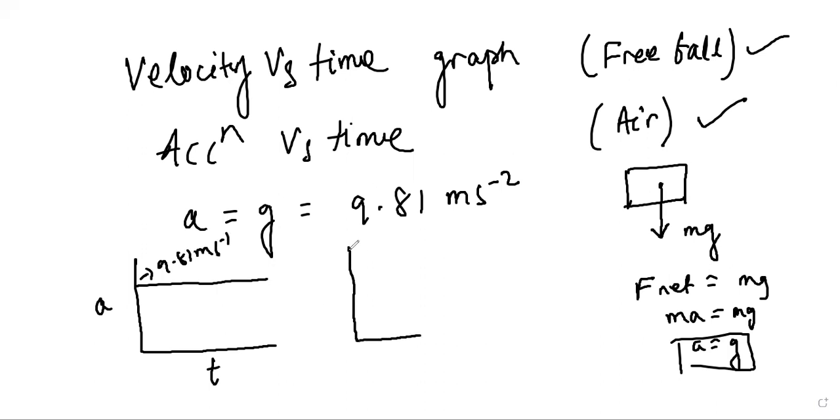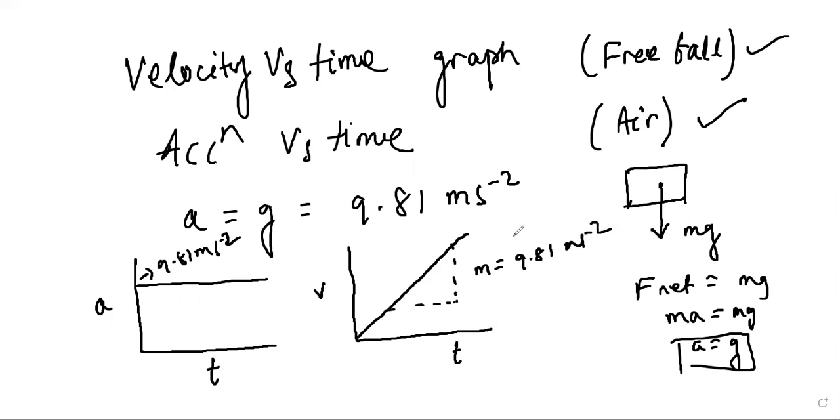Accordingly, one can also plot the velocity time graph. The velocity time graph will be continuously increasing with a constant gradient, and this gradient is given by 9.81 meter per second square. This way we wrote for free fall. Now what will we do if there is some air resistance?